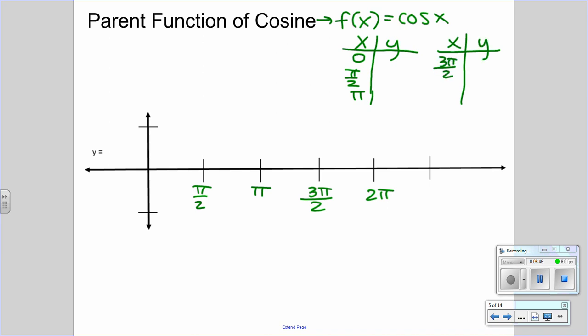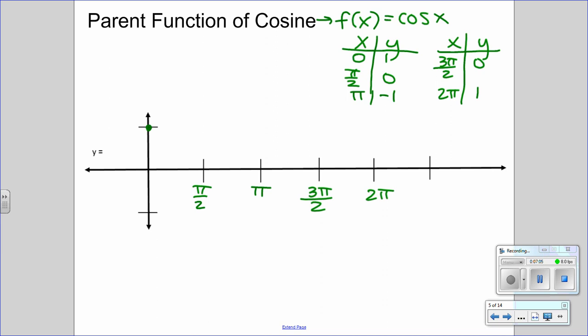Okay, you should have paused so that you could fill it all in. When you plug in 0 and you do cosine of 0, you should get 1. Pi over 2 is 0. Cosine of pi is -1. Cosine of 3 pi over 2 is 0. And cosine of 2 pi is 1.